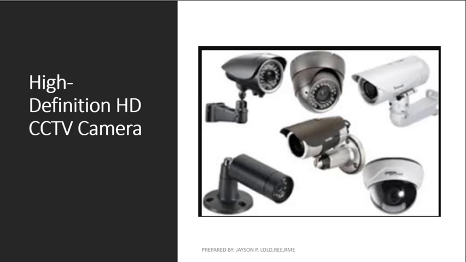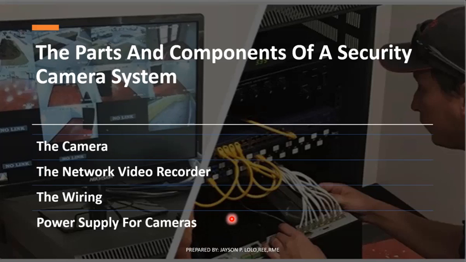Since we are already familiar with all the camera types, here is the summary of the CCTV system and its functionalities. Please remember that the parts and components of a security camera system are the camera, network video recorder, the wirings, and the power supply for cameras, including what type of voltages or specifications they need.